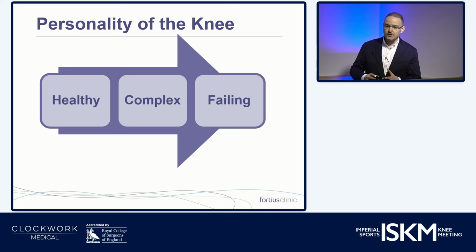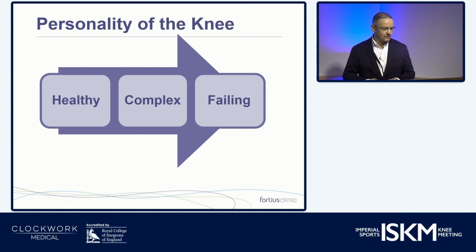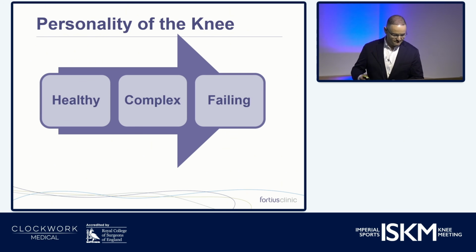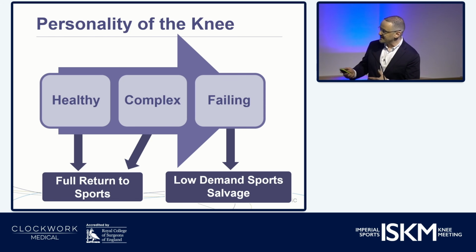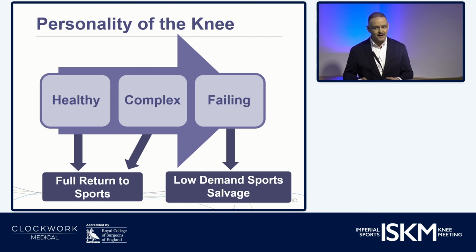Broadly speaking, there are three types of ACL revision knee that I encounter in my practice. There's the healthy knee, the complex knee, and the failing knee. These knees have different end goals, and this helps us guide patients and set expectations. The healthy and complex knee can hopefully aim for a full return back to sports and an ACL primary type outcome. Whereas the failing knee, often surgery there is for salvage, is for symptom control, and our end goals aren't the same as for a healthy or complex knee. So what do these knees look like?